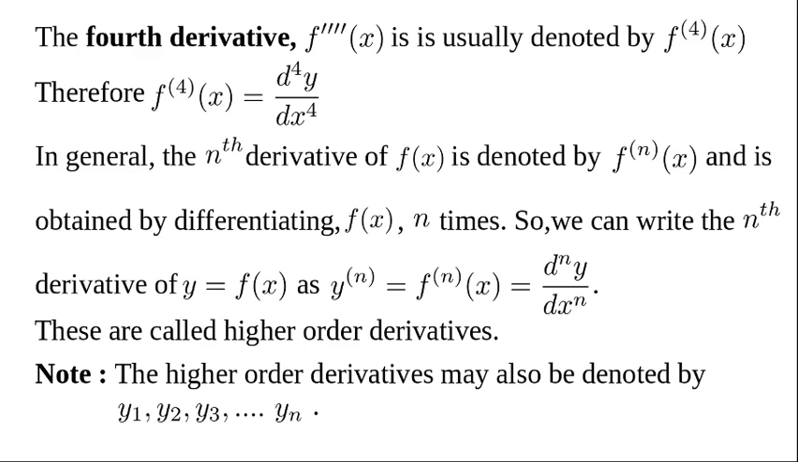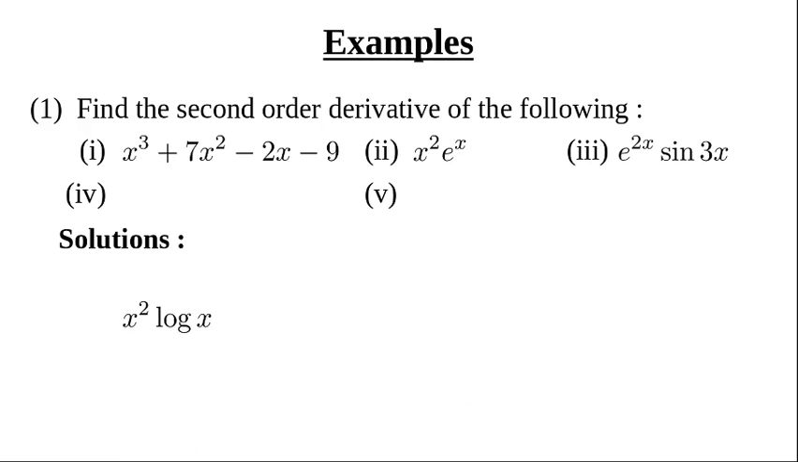The higher order derivatives may also be denoted by y1, y2, y3 and so on up to yn. That means y1 is dy by dx, y2 is d square y by dx square, y3 is d cube y by dx cube, and so on. So with the help of this much information, let us get into the examples directly.